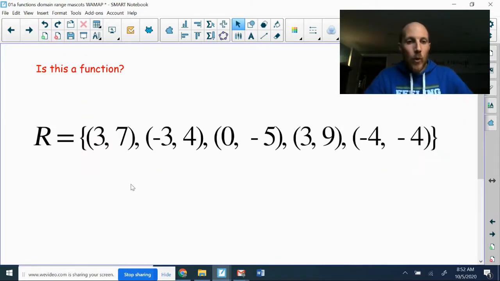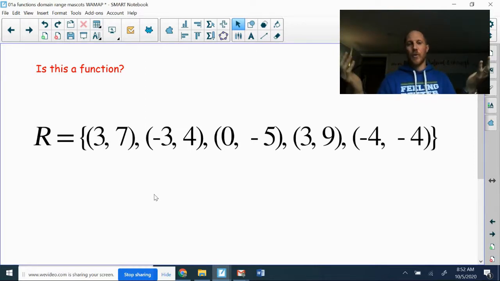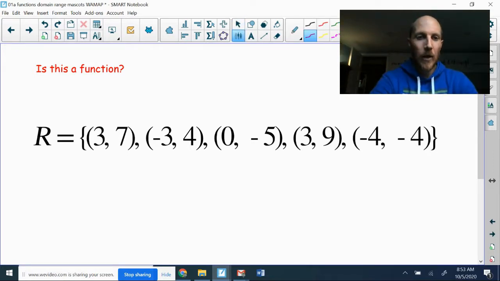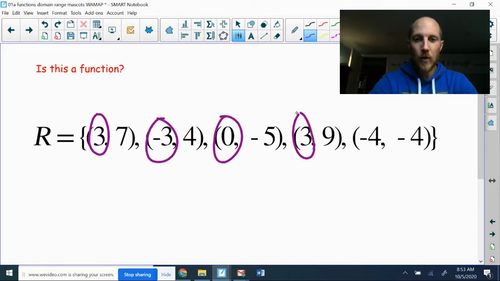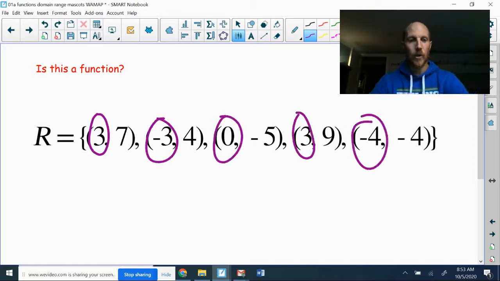Okay, last one. What if you just had a big list of numbers? You have a set, and I still want to ask the same question: is this a function? There's a huge list of numbers, and I don't even know where to start. The most important detail is the x coordinates. If I ever have the same x coordinate, then I need to take a closer look. If I had a different x coordinate every single time, then I don't have to look at anything else.